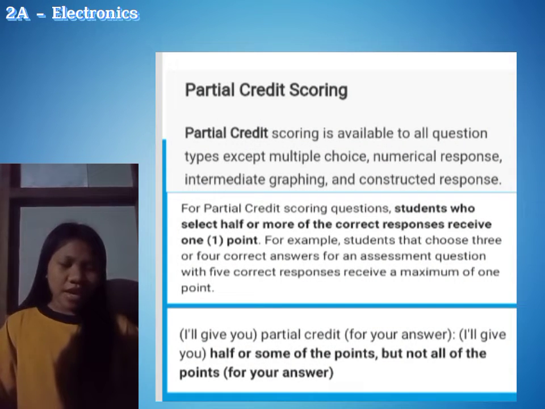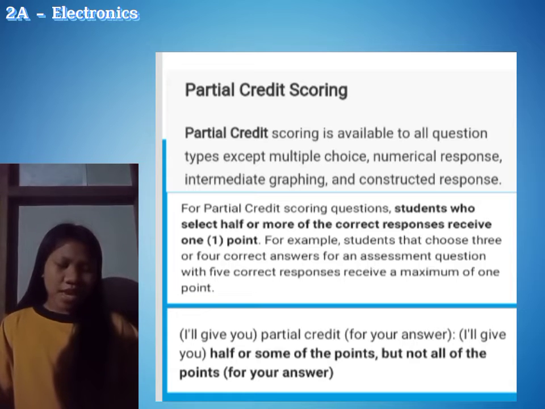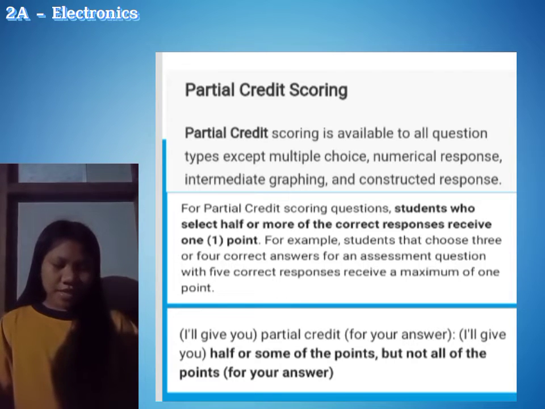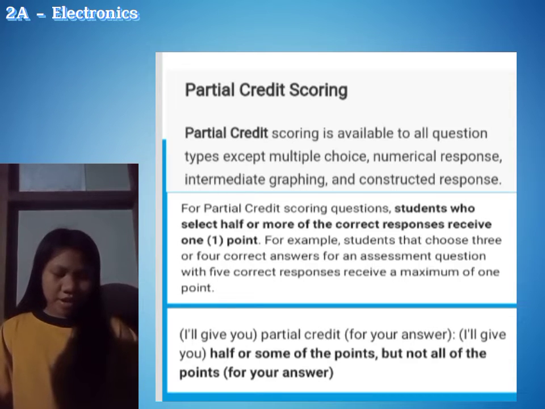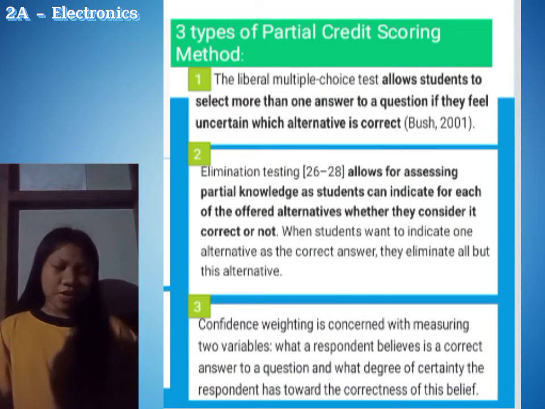Partial credit scoring. Partial credit scoring is available to all question types except multiple choice, numerical responses, intermediate graphing, and constructive response. For partial credit scoring questions, students who select half or more of the correct responses receive 1 point. For example, students that choose 3 or 4 correct answers for an assessment question with 5 correct responses receive a maximum of 1 point. There are 3 types of partial credit scoring.